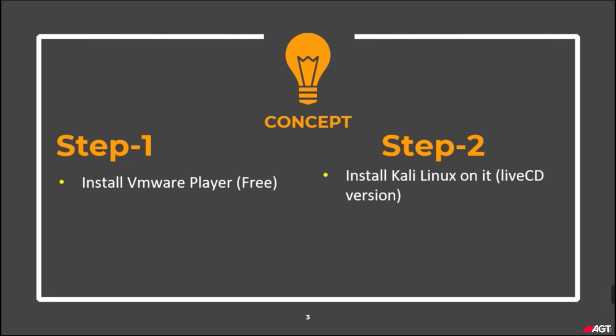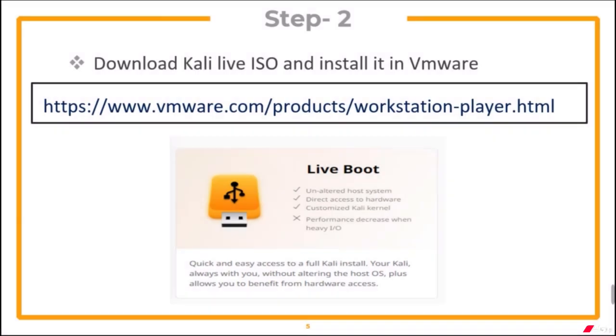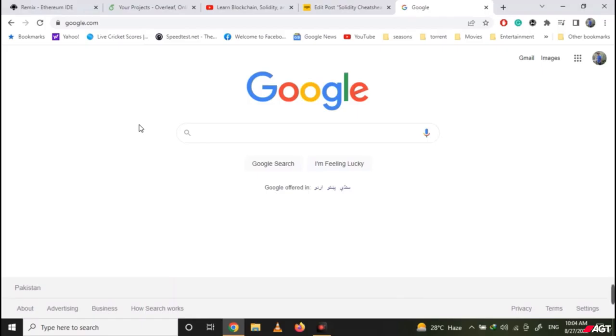Now for VMware, we are going to use the free version. Moreover, for Kali Linux, we are going to install the live CD version. First of all, download and install VMware Player from the given website. VMware Player is free to install. Now download the Kali Live ISO and install it in VMware. Let's move to the demonstration to actually install Kali on a VMware machine.